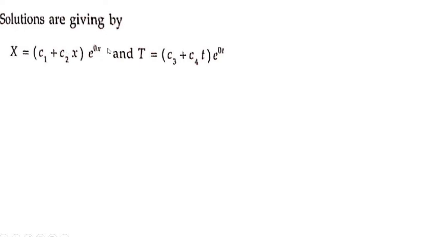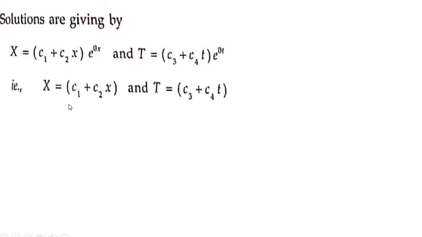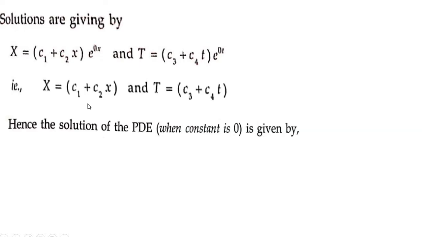So after writing capital X and capital T, we have to finally write the solution of a partial differential equation. What is the solution of a partial differential equation? It is given by u is equal to capital X into capital T. So substitute whatever capital X and capital T you have obtained. Here e power 0x and e power 0t is always equal to 1.